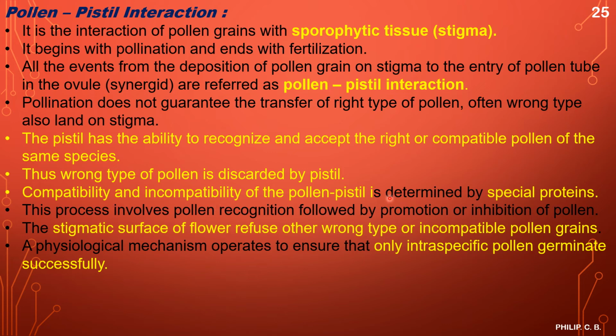Compatibility and incompatibility of the pollen pistil is determined by special proteins. So there are special proteins which help to identify the compatibility and incompatibility. The process involves pollen recognition followed by promotion or inhibition of pollen. If the pollen is compatible, it will promote further. If it is not, it will inhibit, that is stop. The stigmatic surface of the flower refuses other wrong type or incompatible pollen grains. A physiological mechanism operates to ensure that only intraspecific pollen germinate successfully.